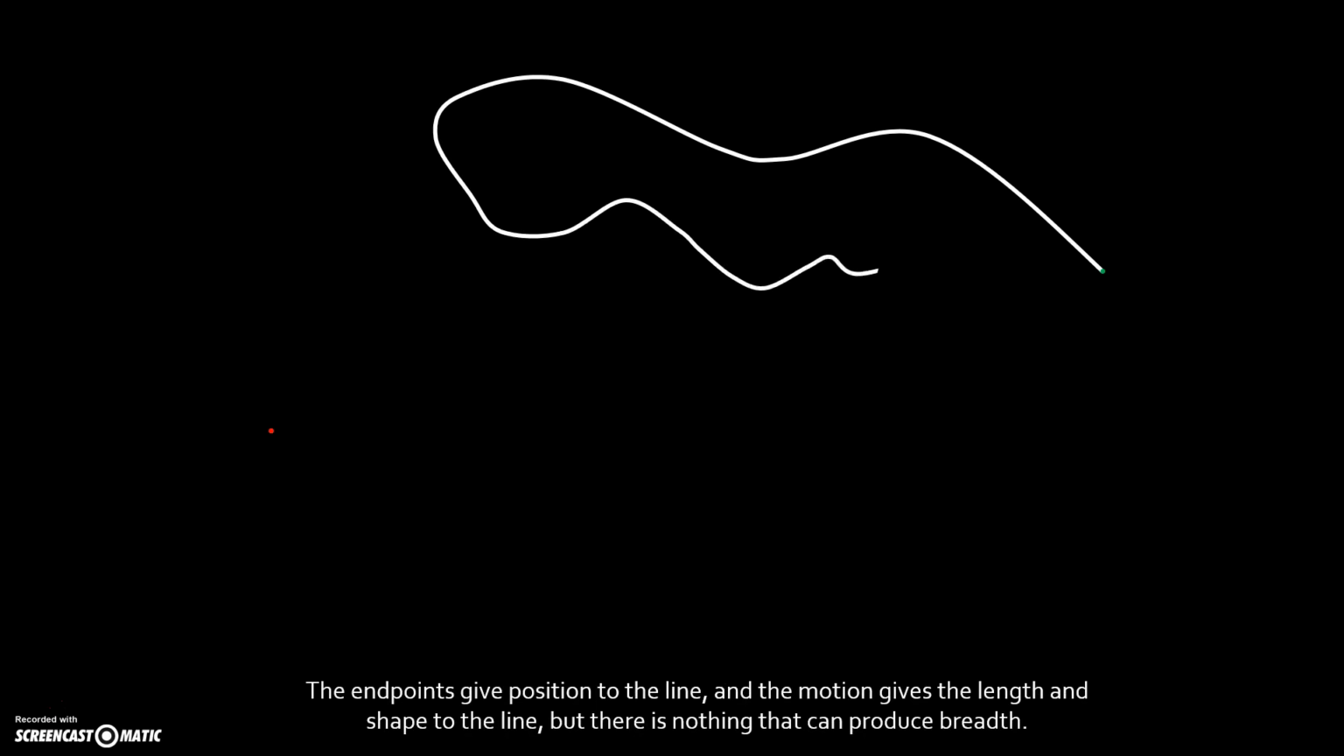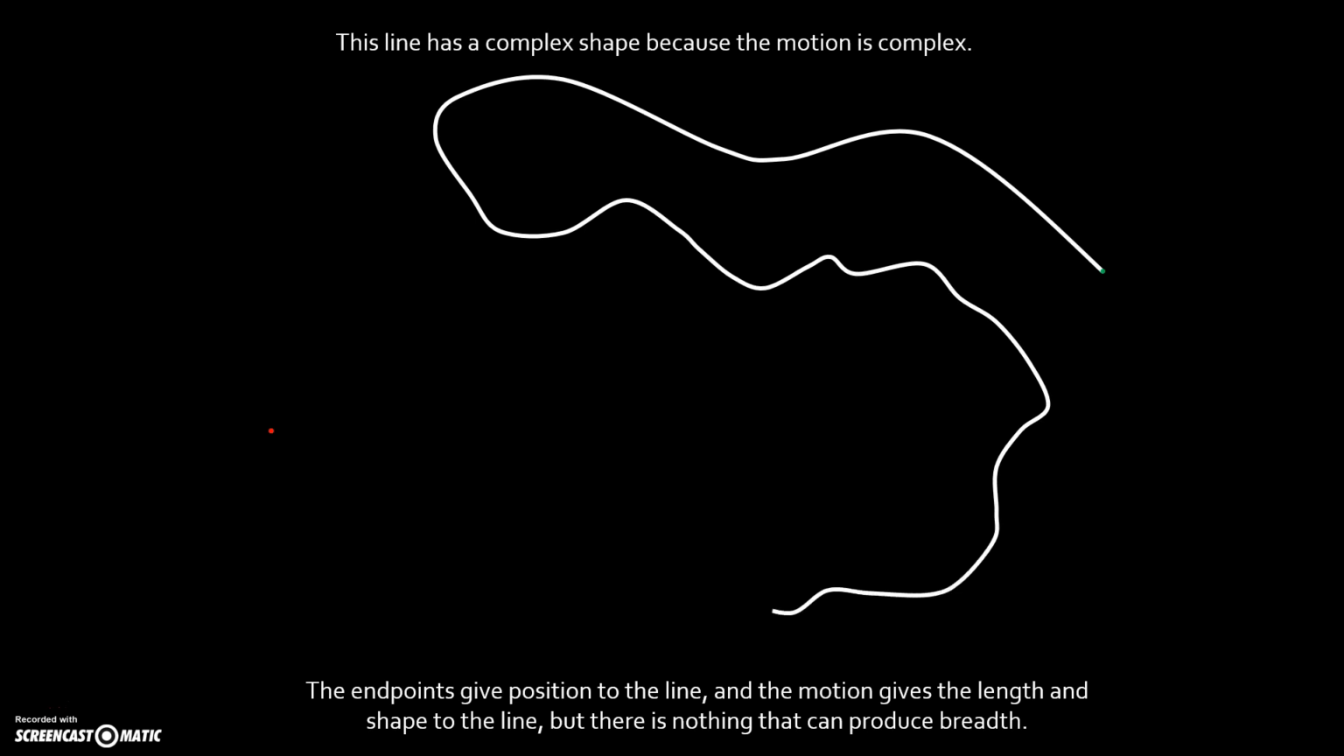This fully explains the line. The endpoints give the position to the line. They determine the end of the line. The motion gives the length and shape to the line. And the point, because it has nothing but position to it, can give nothing to the line, no breadth, except it is an adequate instrument to produce the line because it has nothing but position. And the parts of the line do have position.